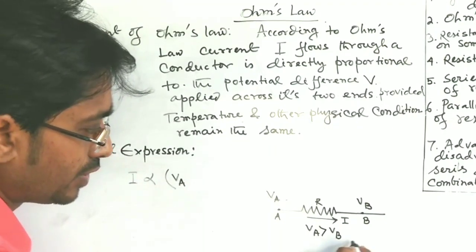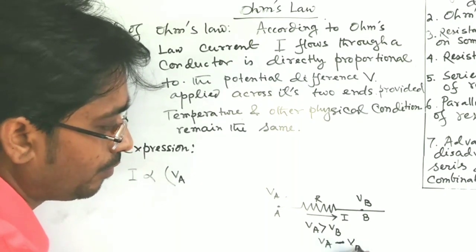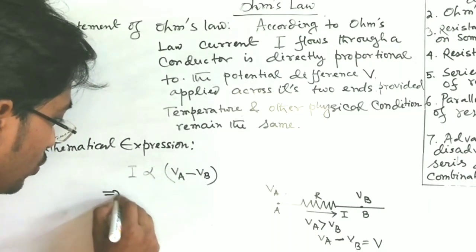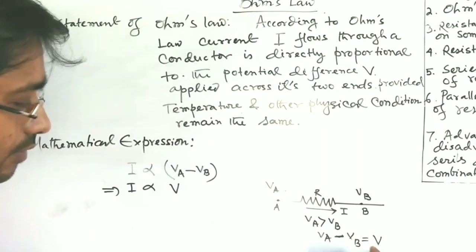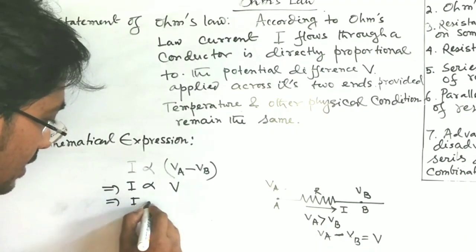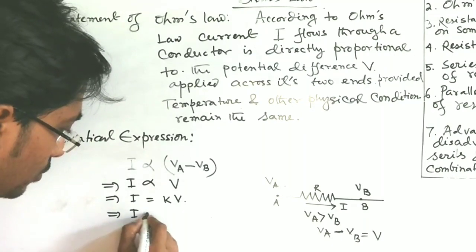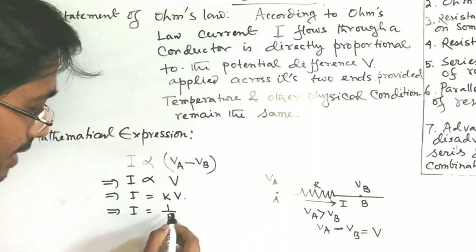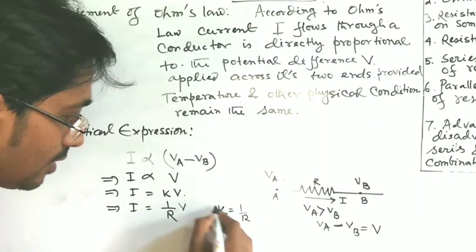What will be the potential difference? That is VA minus VB. Let it be V. So I is proportional to V. Now I is some constant into V. Again, I is equal to 1 by R, because we have to express it with the resistance, then it will be I equals V times K, where K is equal to 1 by R.